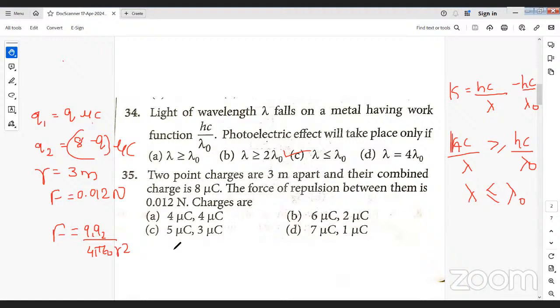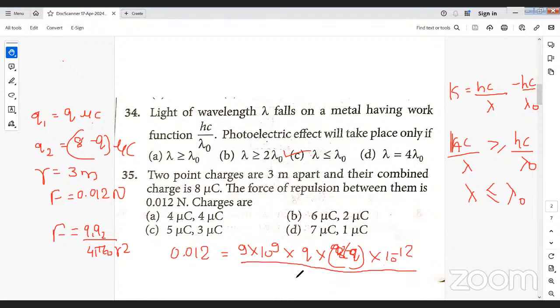So you have the values, you can calculate it. F is 0.012, which is equal to 1 upon 4 pi epsilon naught, 9 into 10 raised to 9. Q1 value is Q, Q2 value is 8 minus Q, divided by R square. It is given in micro, therefore 10 raised to minus 12, divided by R square, 3 square is 9. Simplify for Q here. Simplify for Q, students, what will you get?